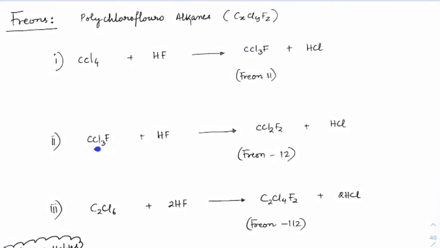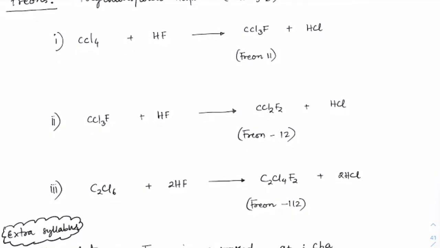Similarly, if you take CCl3F and react that again, we'll get one more fluorine replacing a chlorine. C2Cl6, hexachloroethane, which you treat with 2HF. Two fluorines replace chlorines, so that is also a freon, C2Cl4F2. In fact, the mixture of these freons is what we use in refrigerants.